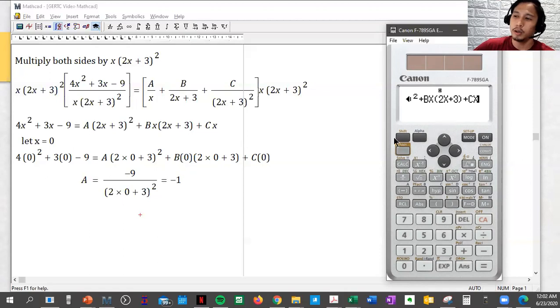Okay, so if we are to solve for a, lagyan natin ng a dyan, di ba? Comma a, then shift calc. So what should be the value of x in order for us to get a? So that is 0, no? Kasi makakancel yung b and c. So making x equal to 0, and ignore yung values ng b and c. These were what we got kanina, no? Ignore sila. So we got a equal to negative 1.